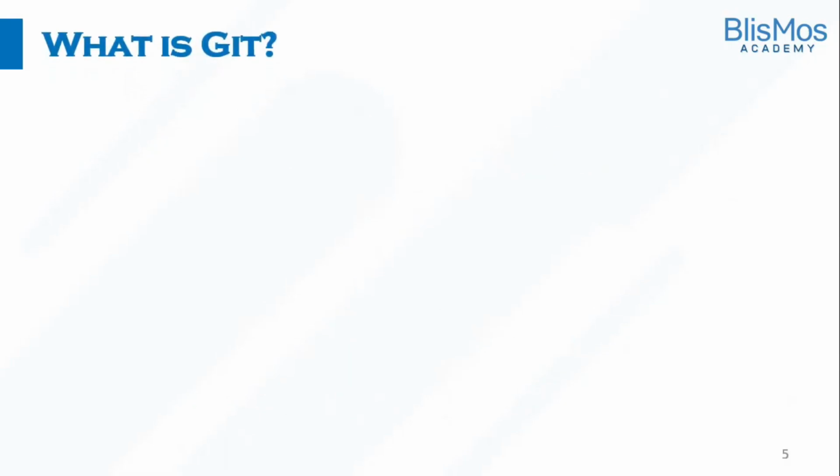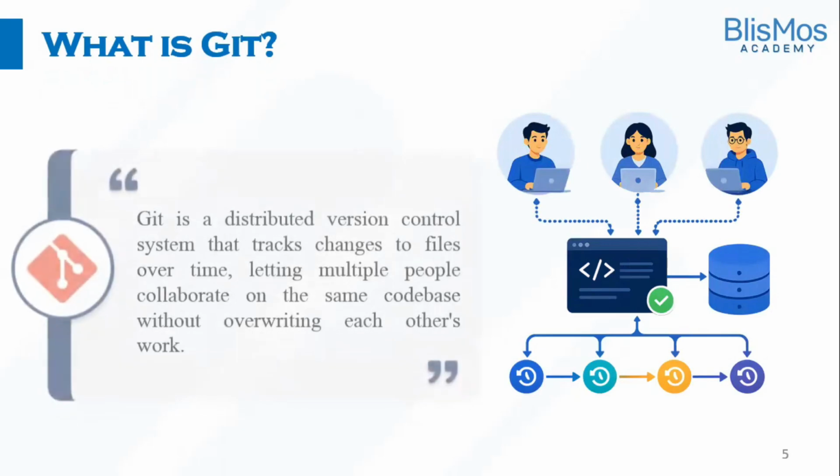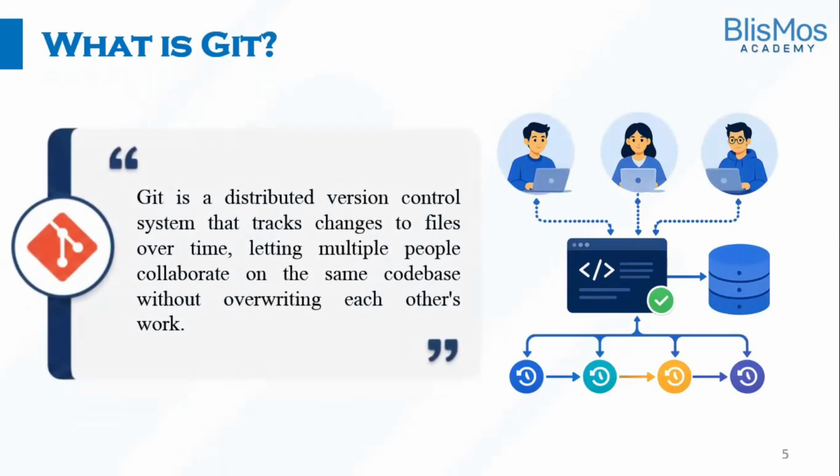Now, let us understand what exactly Git is. In technical terms, Git is a distributed version control system. It sounds a bit technical, but it is actually simple. Git tracks every change made to your files over time. So instead of creating folders like project, final, new, etc., Git stores everything in one place and remembers every version automatically. It also allows multiple developers to work on the same project without overwriting others' work. That is why companies use Git.